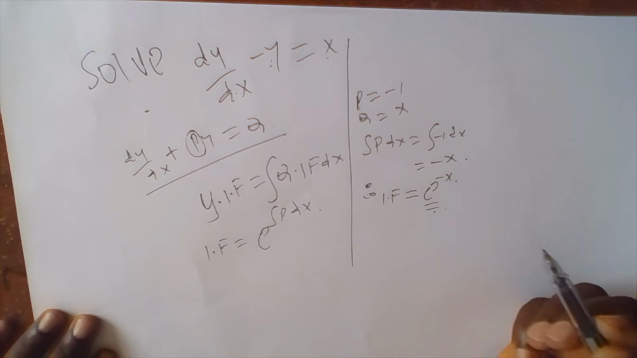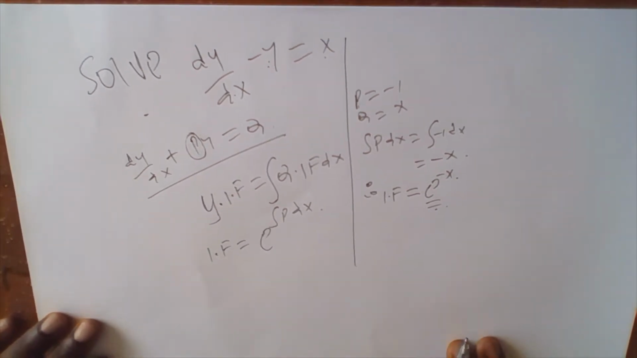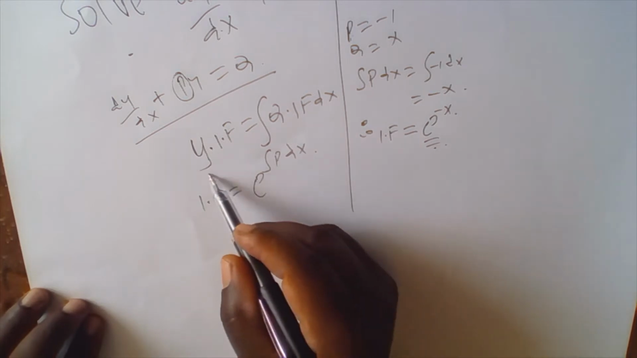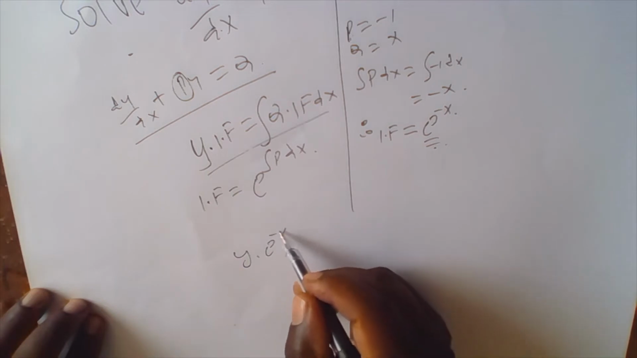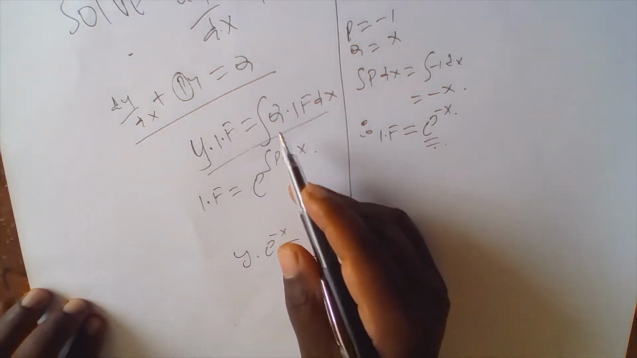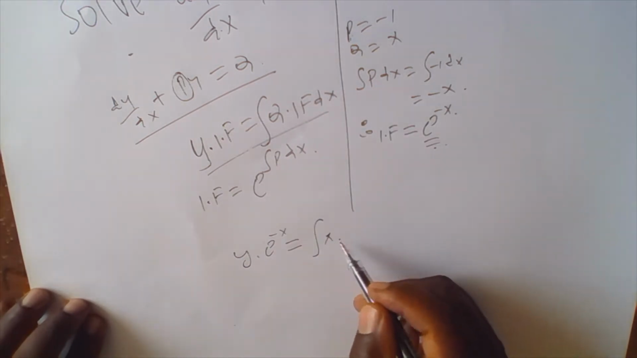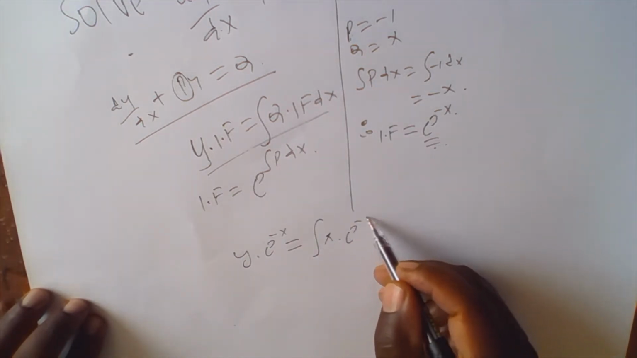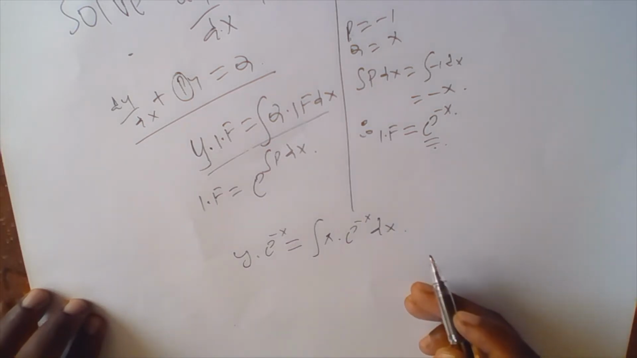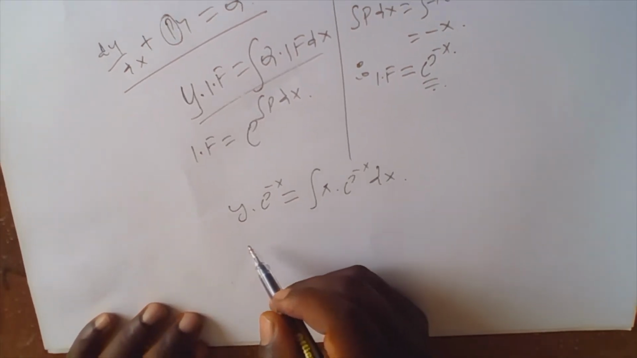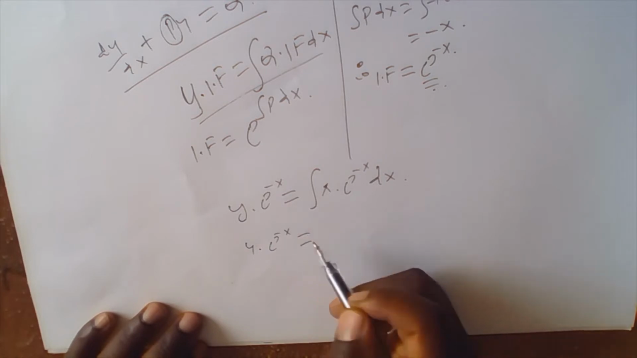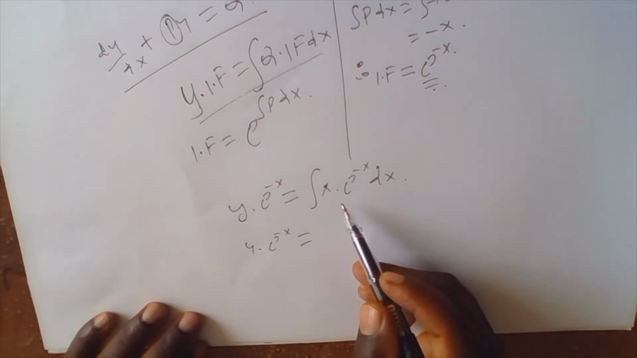So once you get the integrating factor, we are saying that the solution is given by this. So we have y times the integrating factor, which is exponent minus x, equals the integral of q, which is x, times the integrating factor, which is exponent minus x, dx. So once we have this, we now need to integrate.